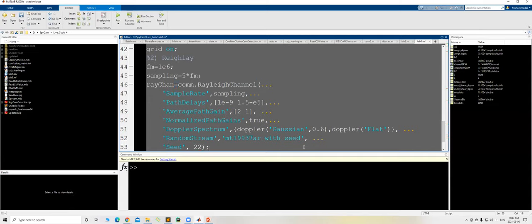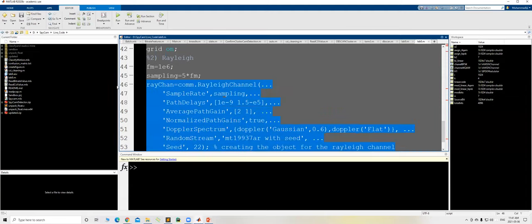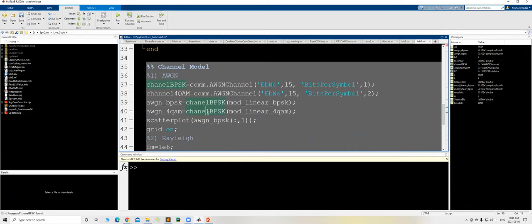Okay. So this is for all. This is for creating the object for the Rayleigh channel. Okay, so all this will be used for creating the Rayleigh channel, the channel used for the Rayleigh model. And now we can use this Rayleigh channel, Raychan, and we can create it for our two schemes, for example, the BPSK and also for the 4QAM.